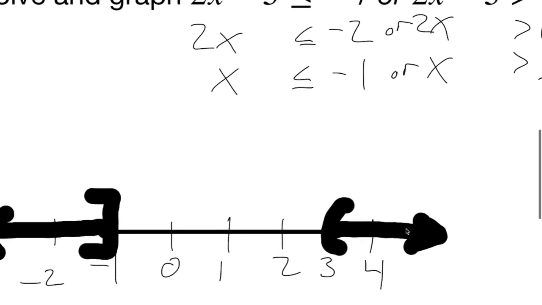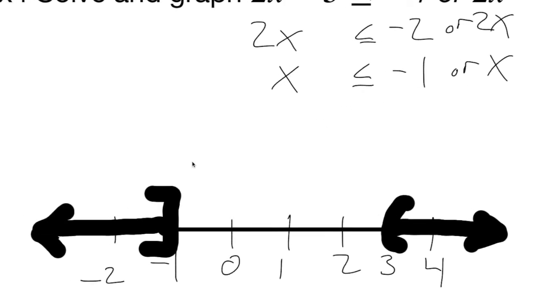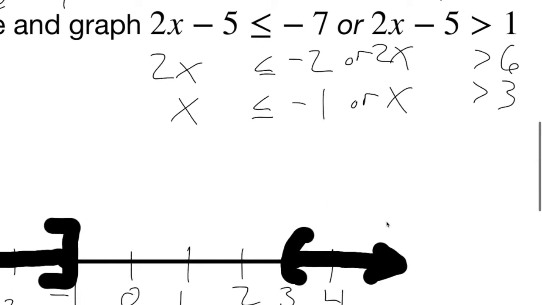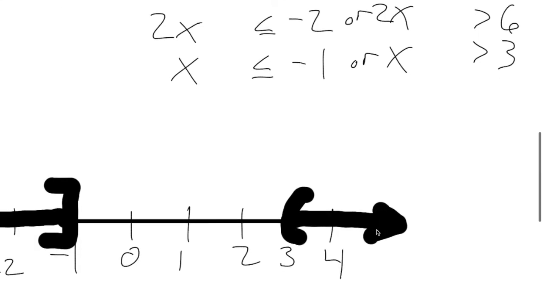And it looks like this. Each of these two halves get graphed like this. X is less than or equal to negative 1, bam. Notice the bracket, meaning that you could equal negative 1. And then x is greater than 3, so here, we're not including 3, we're including everything above 3.